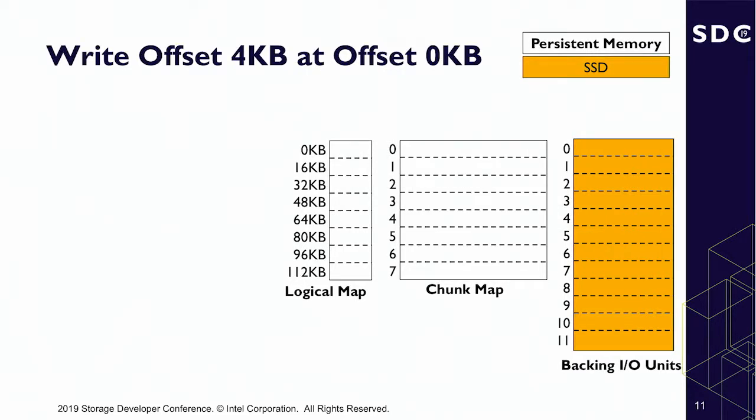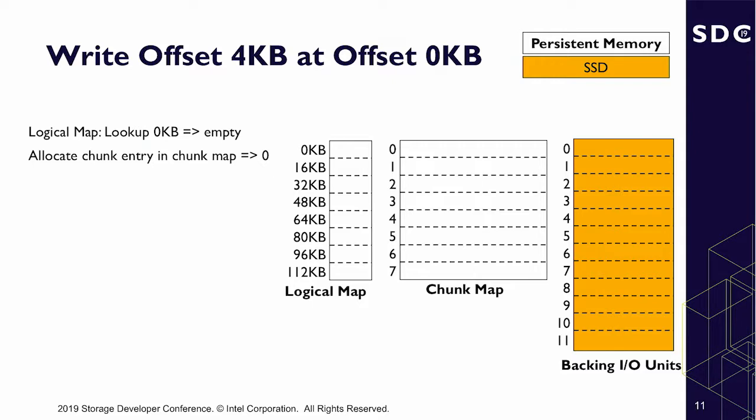OK, so let's walk through a couple of examples. The first one, we've just initialized the logical volume, so we have no data on this whatsoever yet. The user says they want to write 4K of data at LBA 0. First thing we do is look up in the logical map. This is empty, so we know there's no existing data. We don't have to worry about any kind of read, modify, write operation.